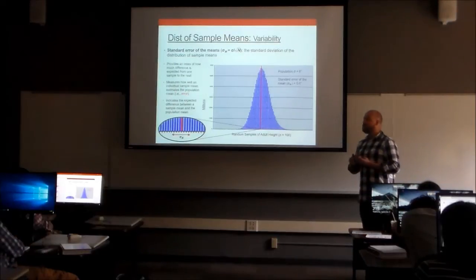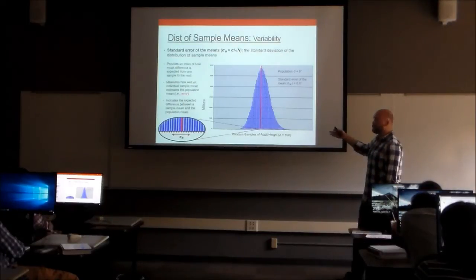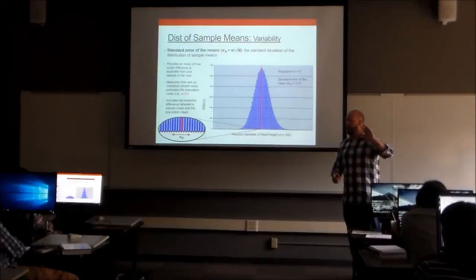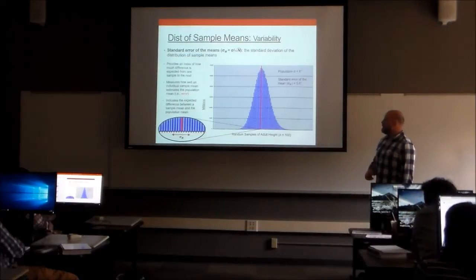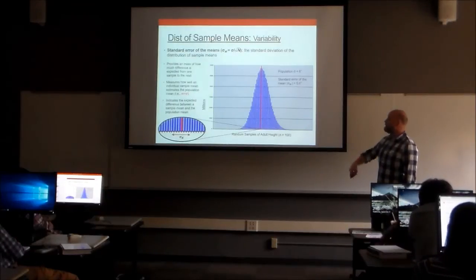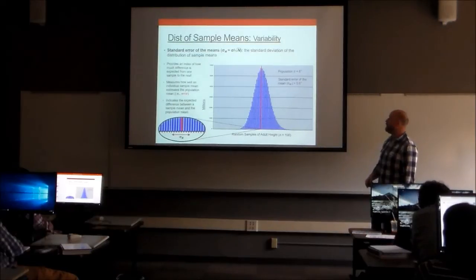Standard error is the standard deviation, or metric of variability, in the sampling distribution that you're looking at. Again, here we're talking about means, but later on we can talk about other types of things. Your standard error, in this case the standard error of the means, is your standard deviation divided by the square root of your sample size.